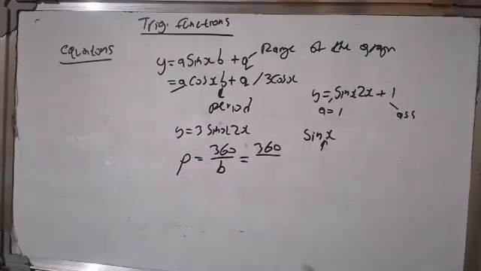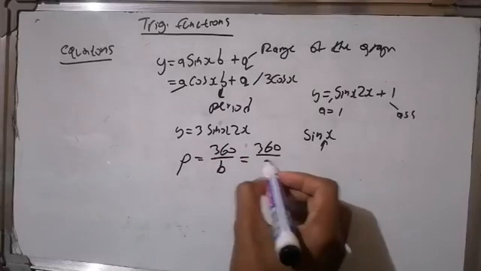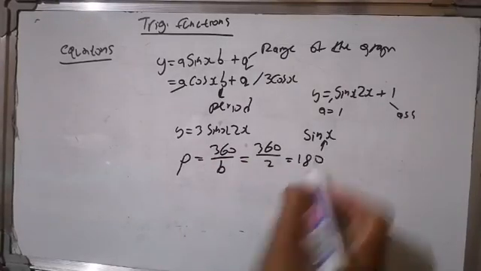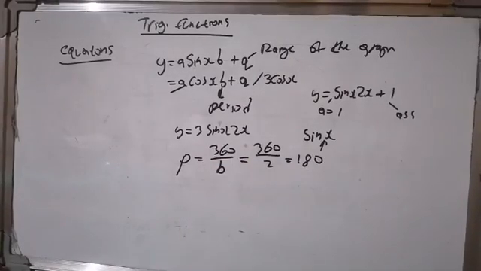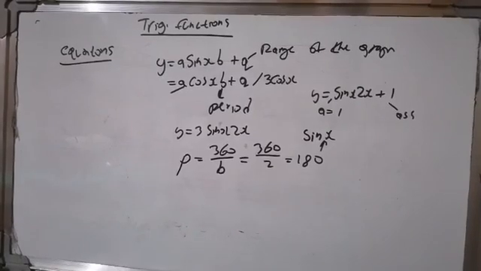Okay, so in this case, for the period of this graph, we are going to say 360 divided by the value of b, which is going to be our 2. So that means the period is going to be 180. So that's how you get the period. So you must know what a is and what it does, and what b is. It tells you about the period. You can identify the period from the given formula.